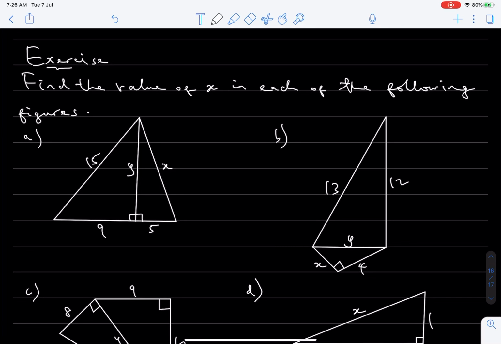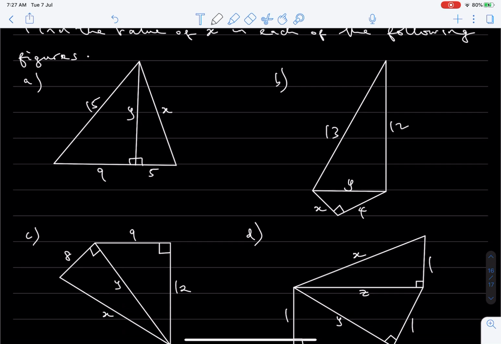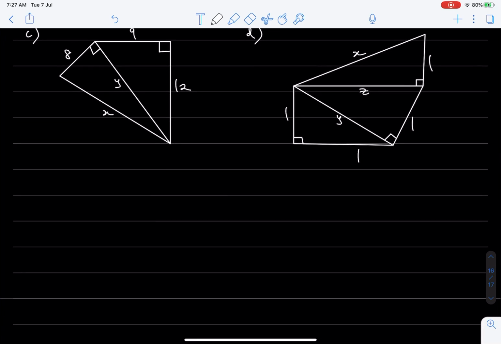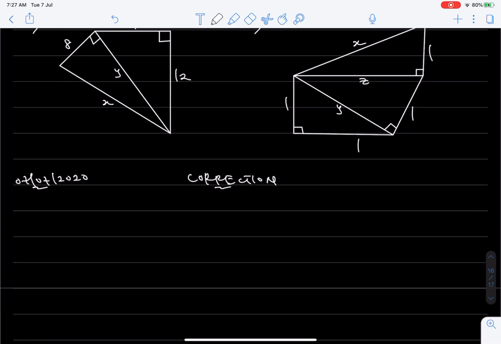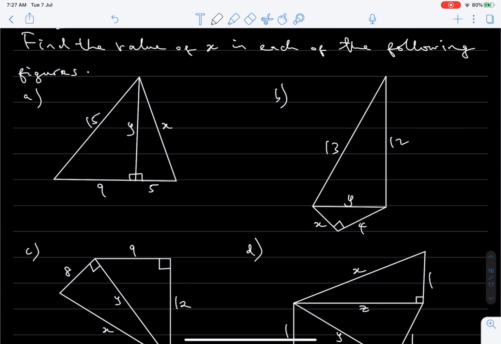Hi there. We are going straight to a correction to yesterday's exercise. Now, correction. Today's number one. Let's copy the diagram.